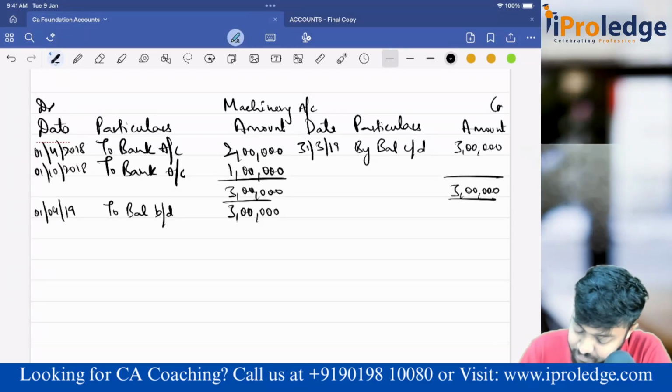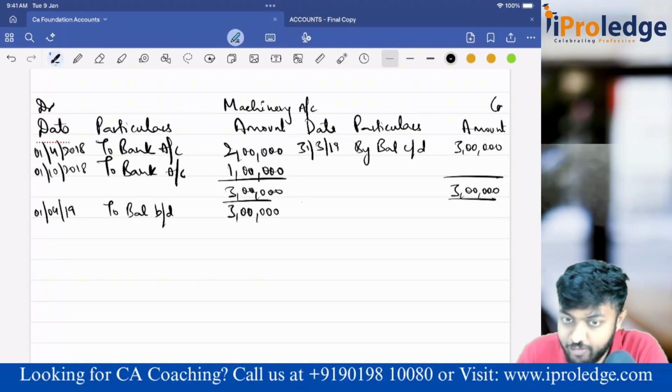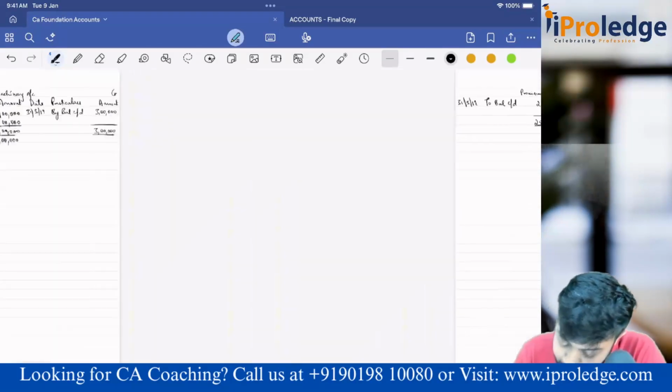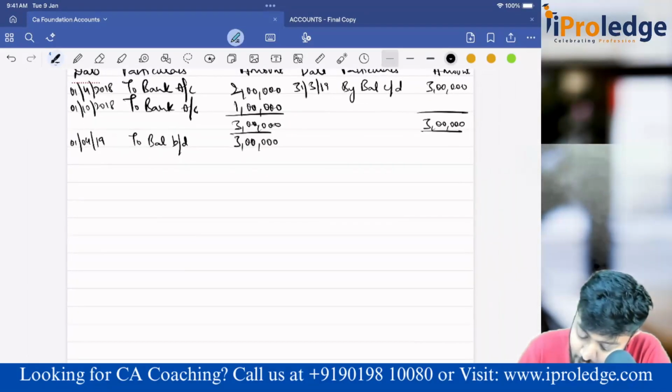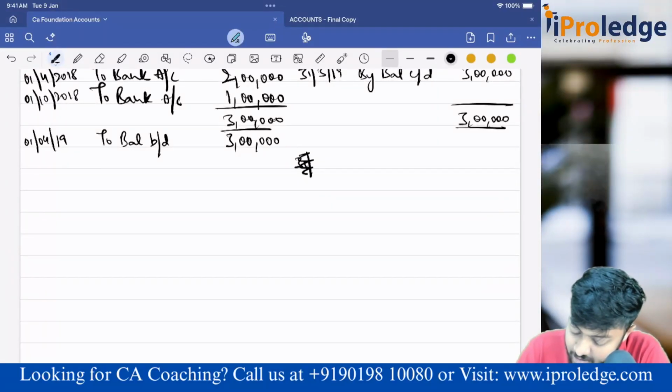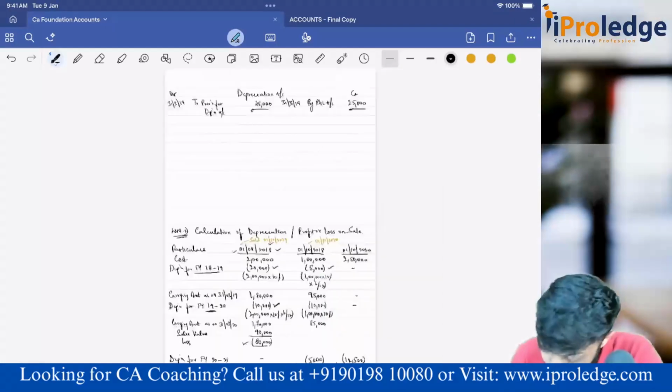So correct, no? So profit or loss, what did we have? We have a loss. The loss will come on the credit side. Profit comes on the debit side, loss comes on the credit side. So 1/10/19 by loss on sale. It is 80,000.